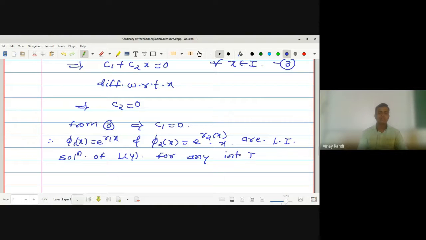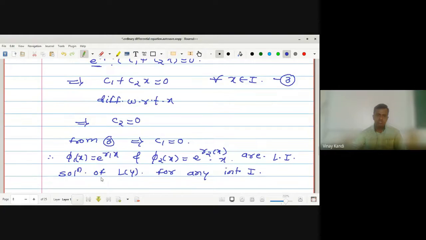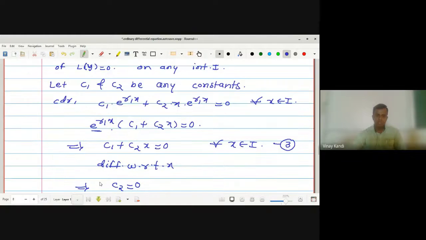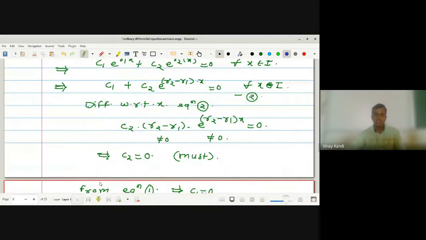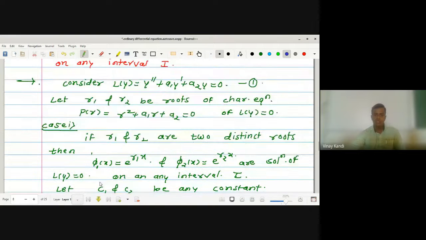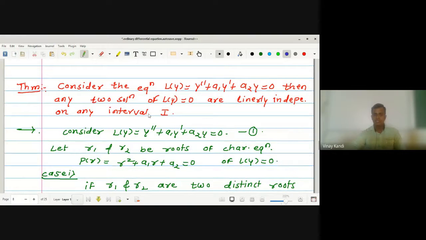Now both the cases are completed. Hence, if phi 1 and phi 2 are solutions of L of y, then they are linearly independent on any interval I. Any doubt?